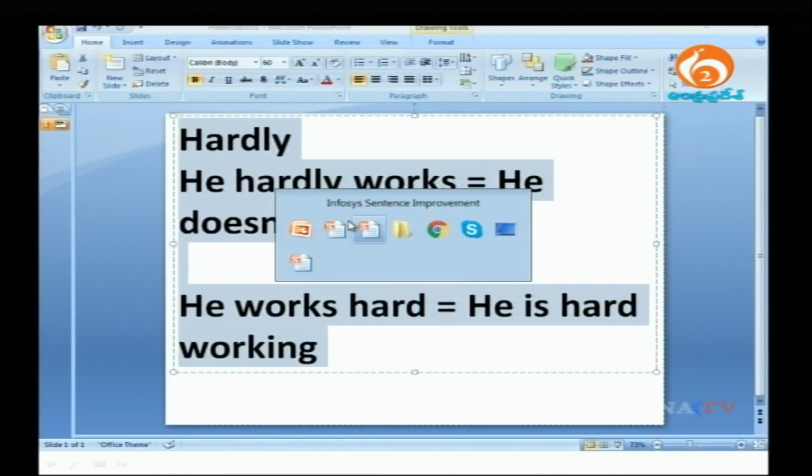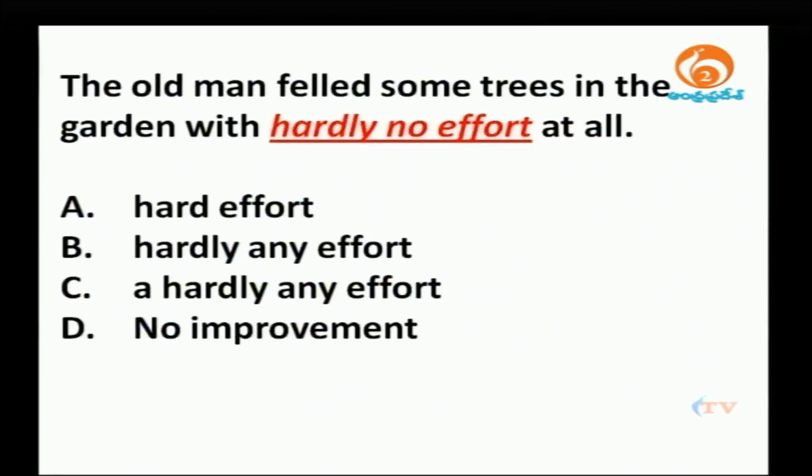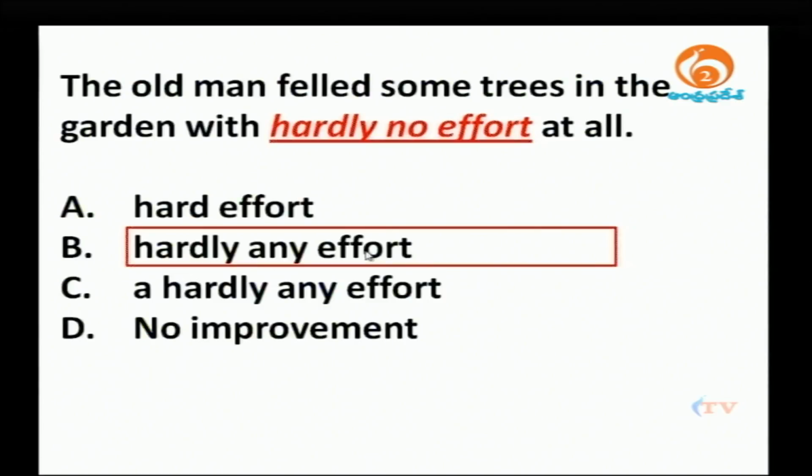In this case, it says the old man felled some trees in the garden with hardly no effort. Hardly means not much anyways. So this no is redundant. It has no role here. It's of no value. It doesn't have any function. That's why the correct answer is hardly any effort, means no effort at all.